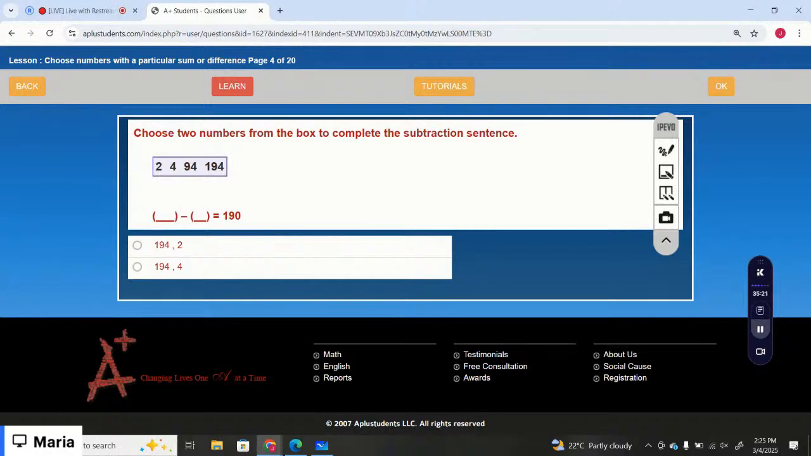Choose two numbers from the box to complete the subtraction sentence. Which two numbers have a difference of 190? That is 194 minus 4. Option number 2 is the correct option.